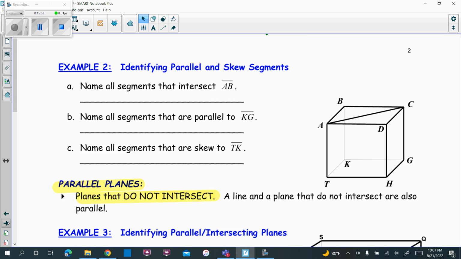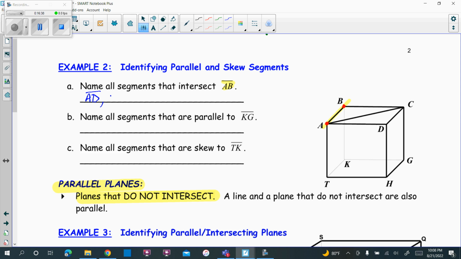So here, they want us to name all the segments that intersect segment AB. Here's my segment AB right there. If it intersects that segment, then it needs to connect, cross, intersect somewhere. So I can start off easily by picking the segments that have an endpoint of A, because if it has an endpoint of A, then it's going to go through that segment AB. Right off the bat I see this segment here, AD, would be a segment that would intersect AB.